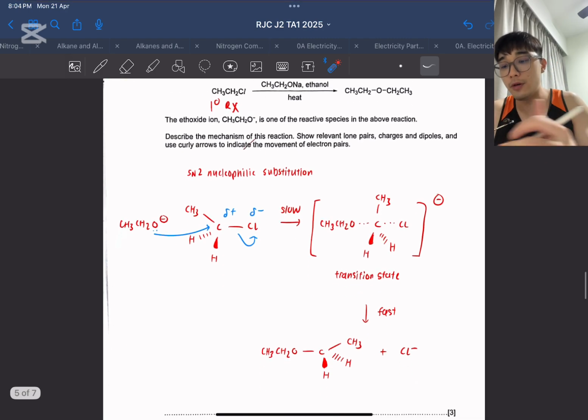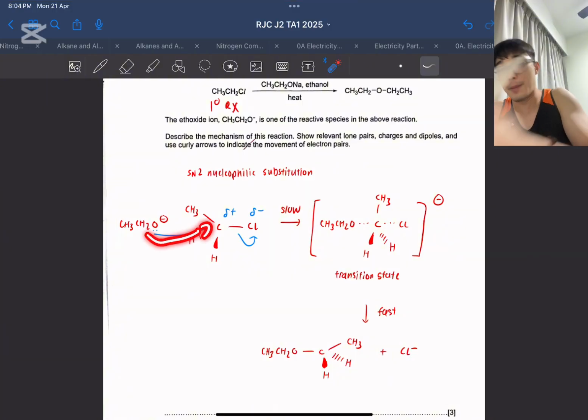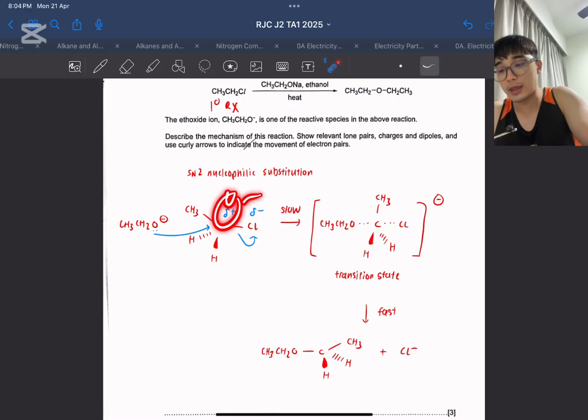Some things to take note of. Please make sure your slow and fast are there. Please make sure that the nucleophile attacks from the back. Must be like this because it's called rear side attack. Partial charges are there.